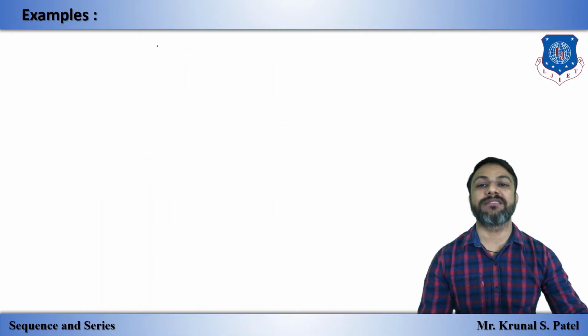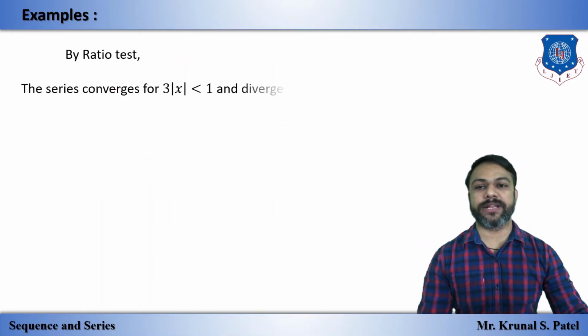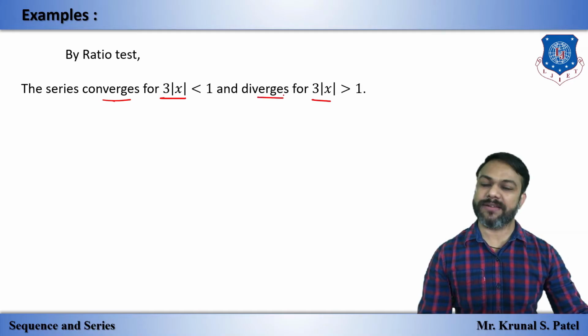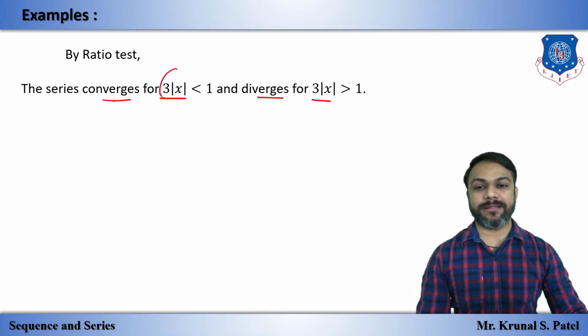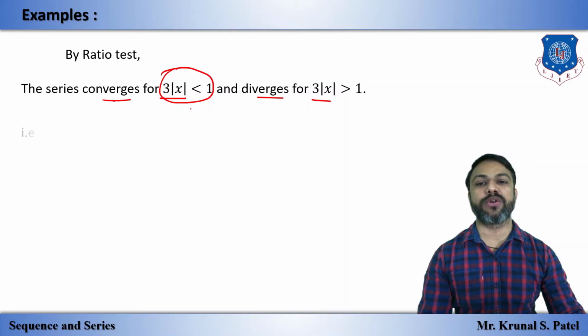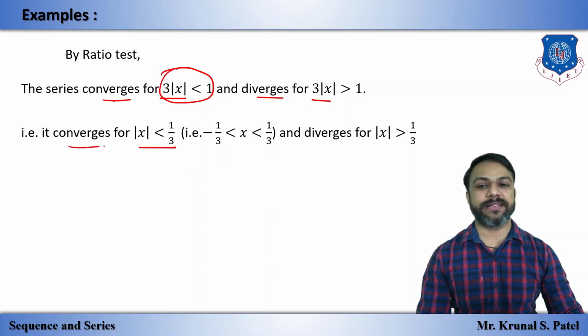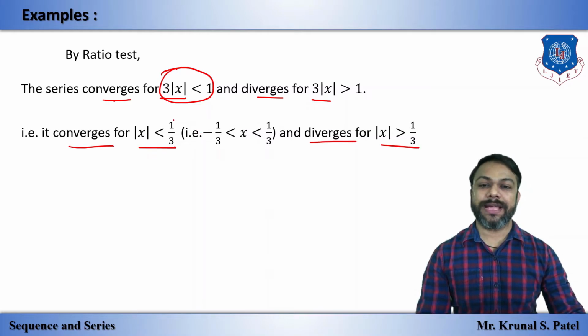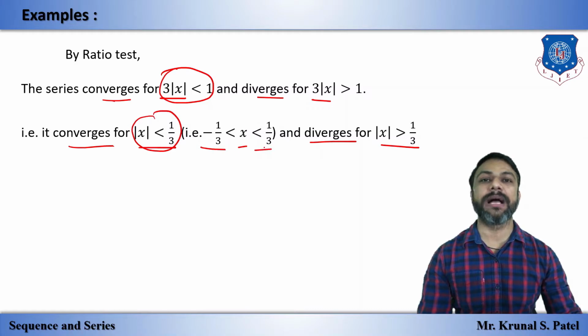Okay, so we have 3 conditions. By ratio test, if 3 mod x is less than 1, then series is convergent, and if 3 mod x is greater than 1, then series is divergent. We can write this as, if we take 3 on the right hand side, mod x less than 1 by 3, series is convergent, mod x greater than 1 by 3, series is divergent. And what is the meaning of this? We know that minus 1 by 3 less than x less than 1 by 3.